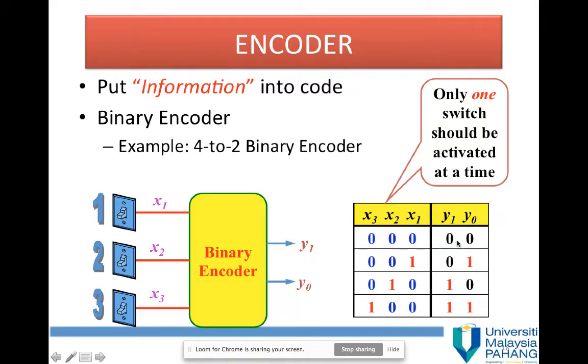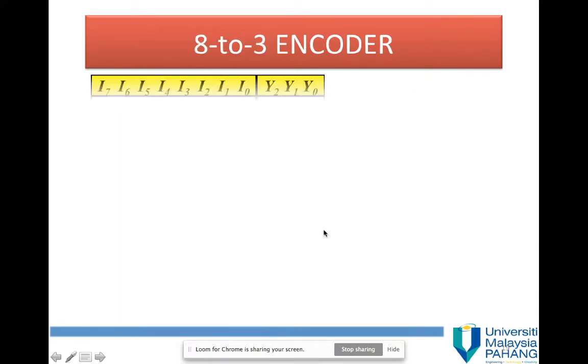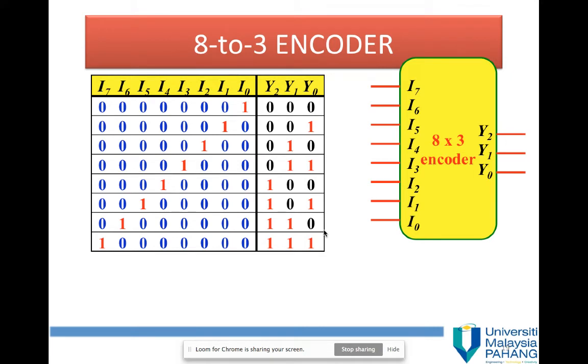In order to understand the output of the binary encoder, you can see the input. If the input is 0, then the output is 0. Input is 1, the output is 1. This is 2, the output is 1, 0. And input 3, the output is 1, 1. This is an 8 to 3 encoder. You have I0 until I7 inputs, and the output is 3 bits.